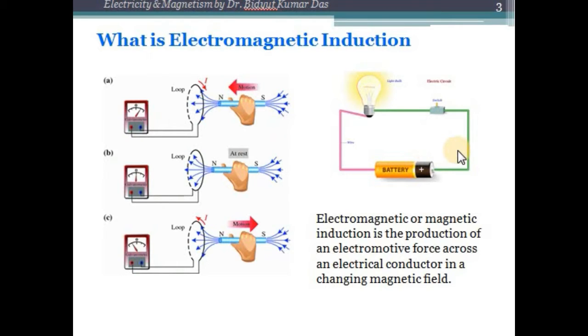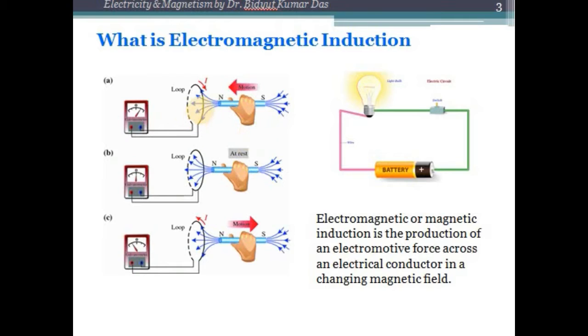Similarly, there is another way of producing current, which is known as electromagnetic induction. This is very important in practical applications, for example, whatever electricity we get in our household. This is the basic principle of producing current.